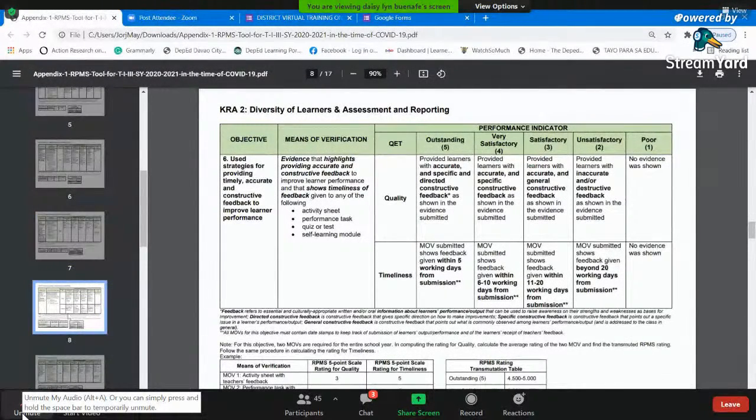Okay. Still again, this is KRA number 2, diversity of learners and assessment and reporting. What is this? Use strategies for providing timely, accurate, and constructive feedback to improve learner performance. And the speaker this morning is my kumare, Susan Garcia. Am I right?